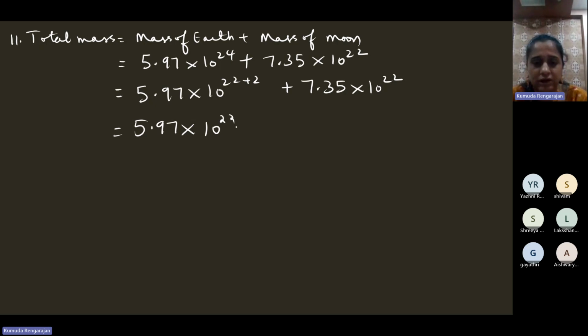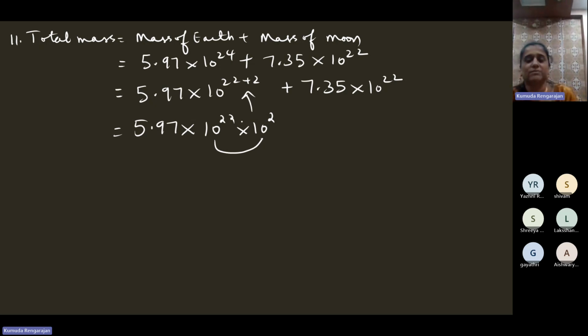the power 22 into 10 to the power 2. Because when bases are same and it's multiplication, we add the powers. So if we have 10 to the power 22 plus 2, you can write it as 10 to the power 22 into 10 to the power 2. You can see your base is same and it's multiplication. So when it's like this, then you'll add the powers.